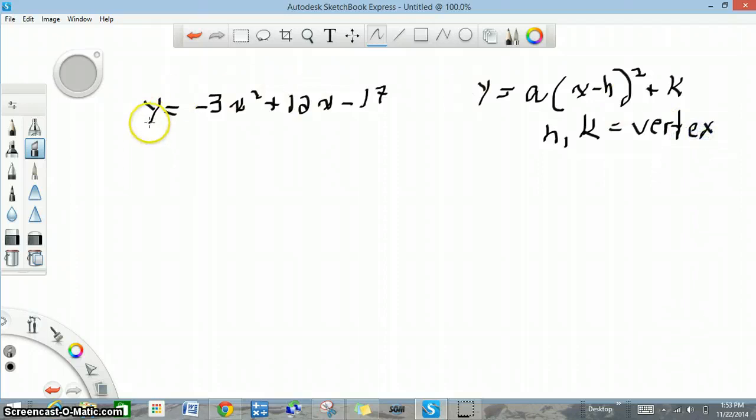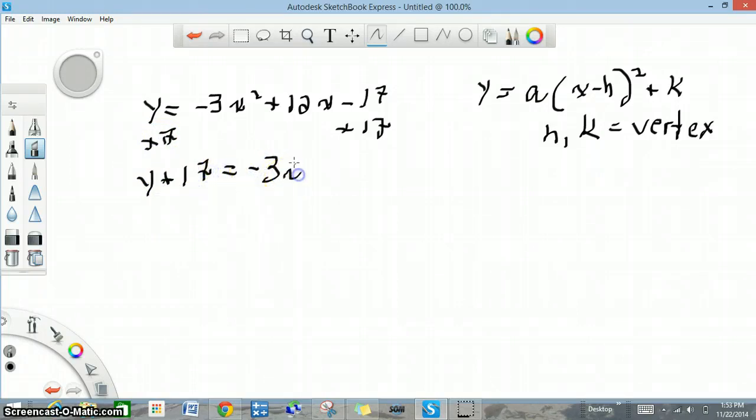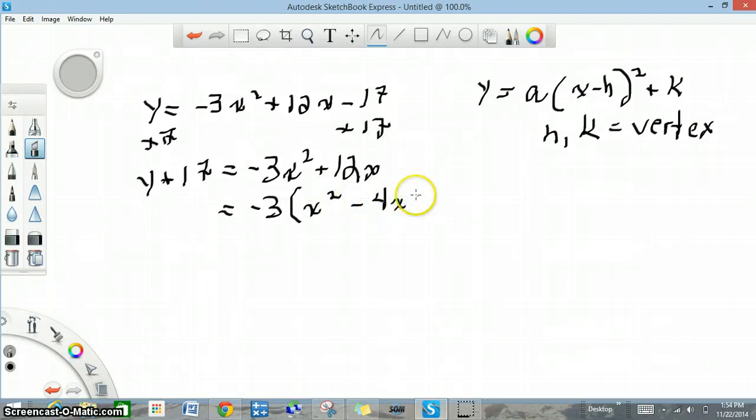We're going to begin by adding 17 to both sides because it's not doing us any good where it is. We now have y plus 17 equals negative 3x squared plus 12x. Next, we will factor the negative 3 out of our problem. That gives us negative 3 on the outside, and on the inside it gives us x squared minus 4x.